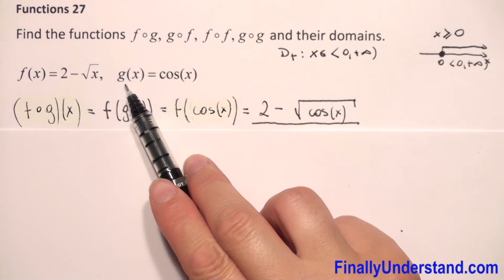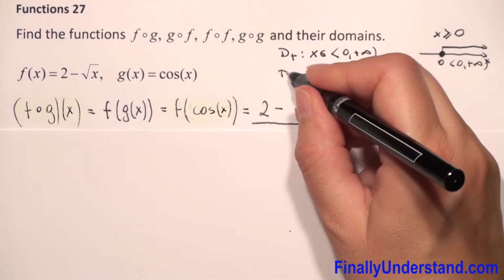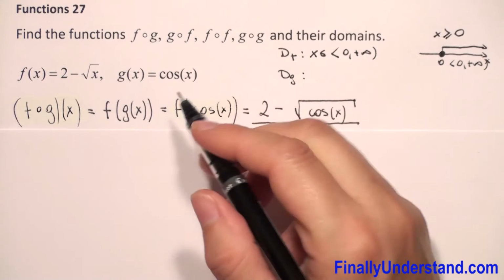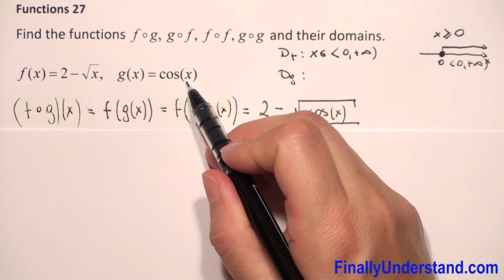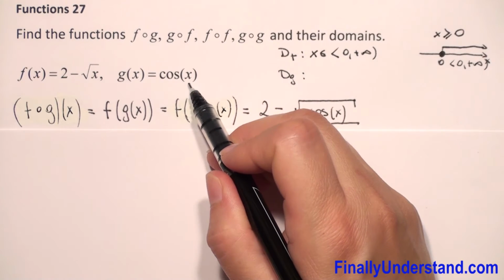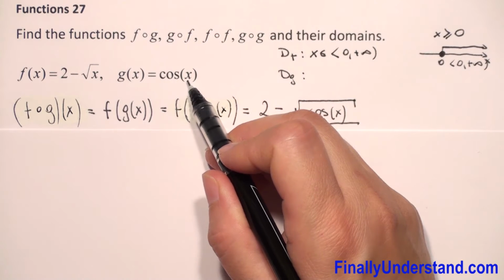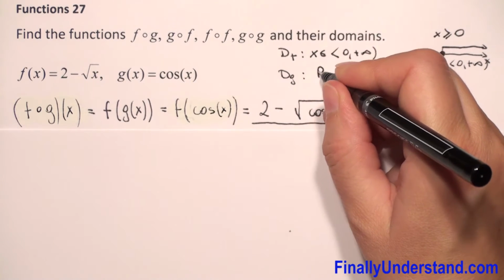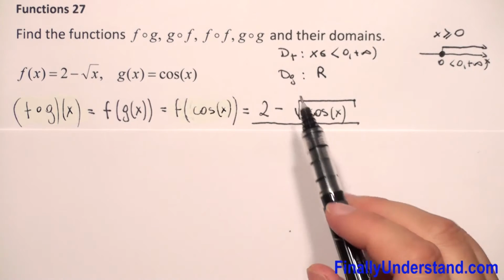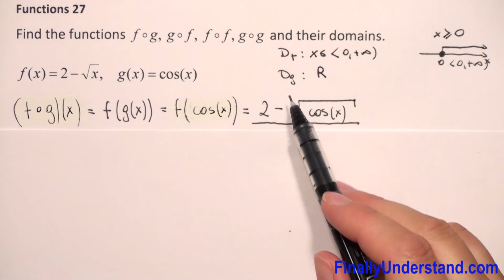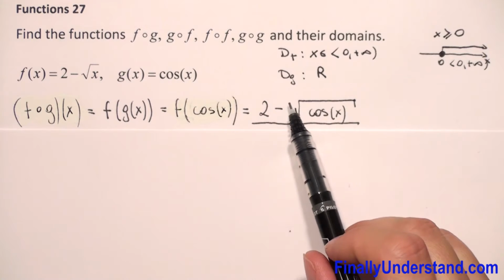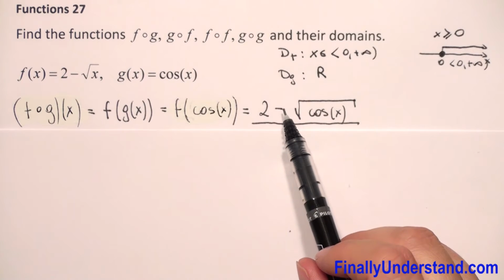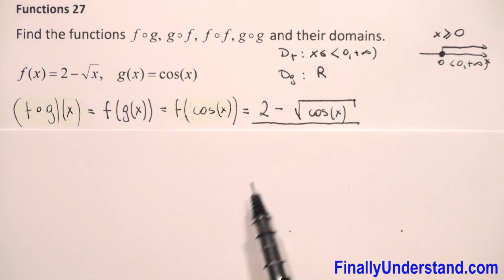Now we have to find the domain of the g function. We have cosine of x. The domain of cosine is all real numbers. So we can write R. So we have the domain of the f function and the g function. Now we can find the domain of the f of g function.